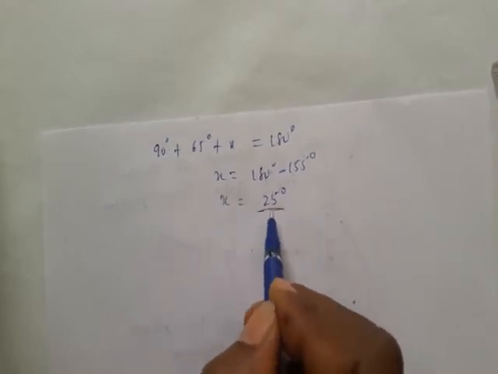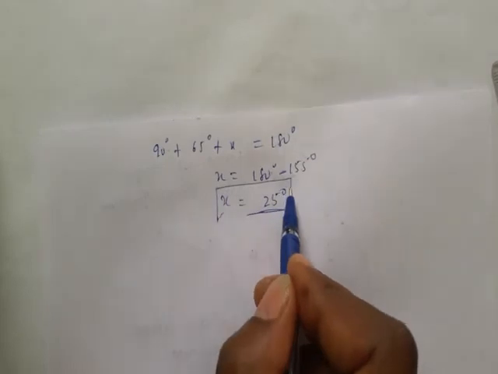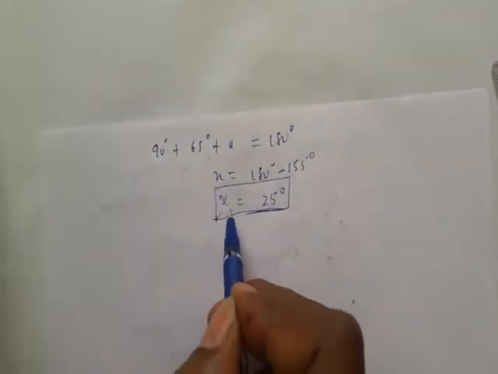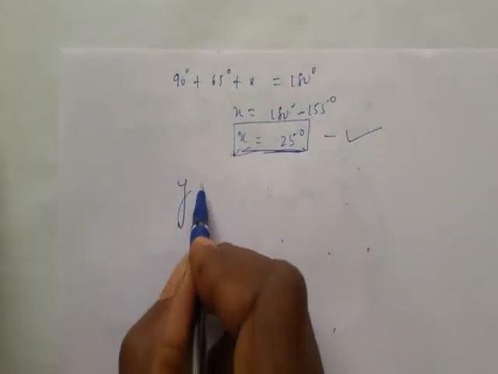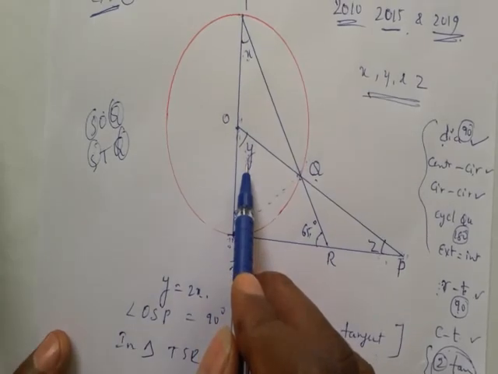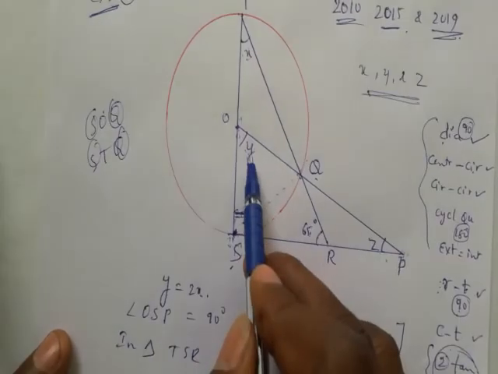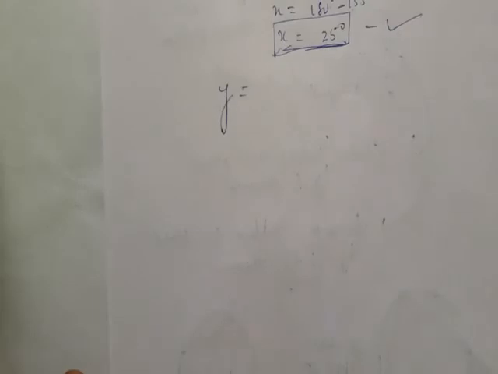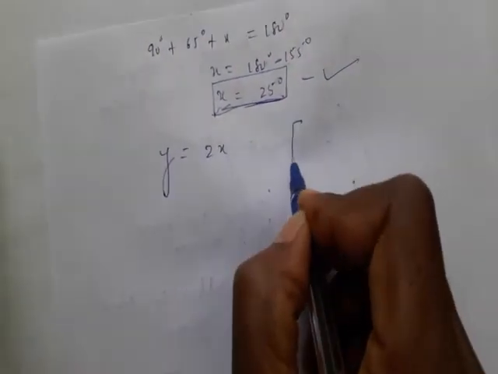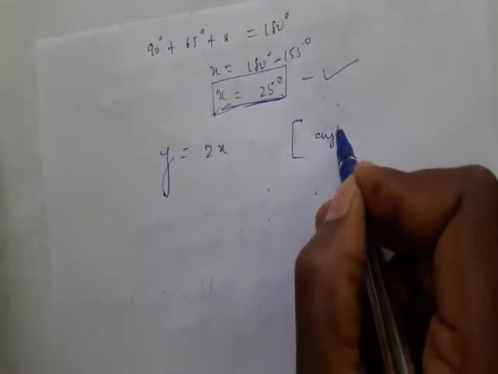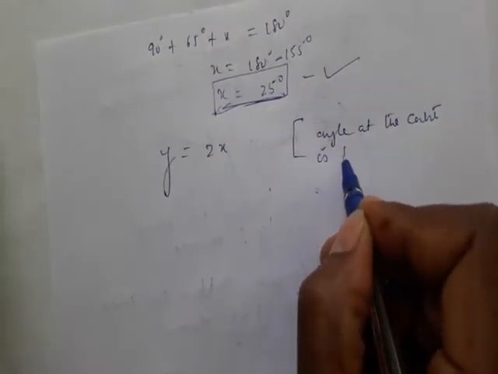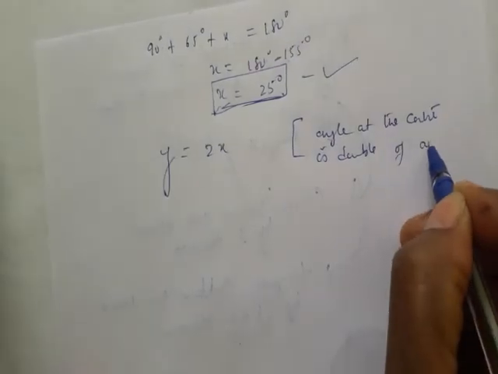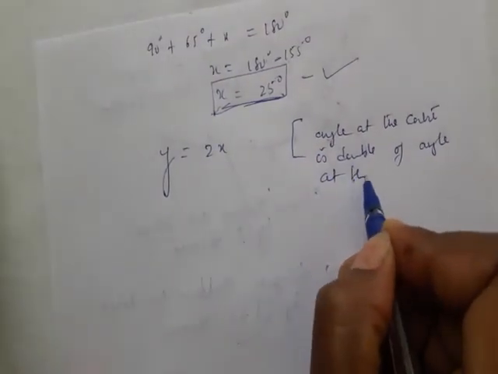X is 25 degree. The question was to find x, y, z, so we got one answer. Then how to get y? Already we wrote y is the angle at the center, x is the angle at the circumference, y is double of x, therefore y is 2 times x. The reason is angle at the center is double the angle at the circumference.